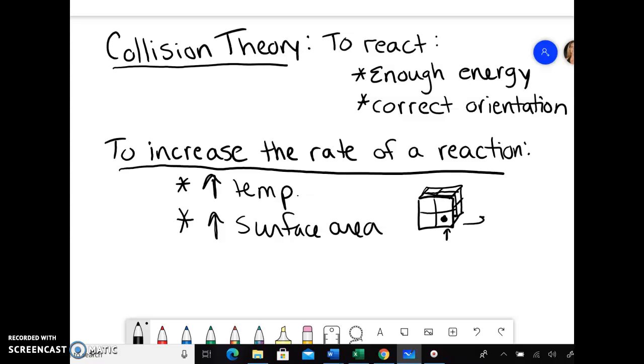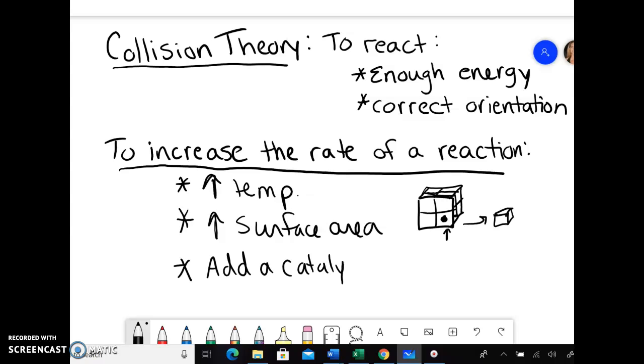Whereas if I break it off of the cube and I have that little cube like this, then all six sides of it are exposed. And so there's a better chance that they'll have the correct collision. So that's increasing the surface area. You can also add a catalyst.